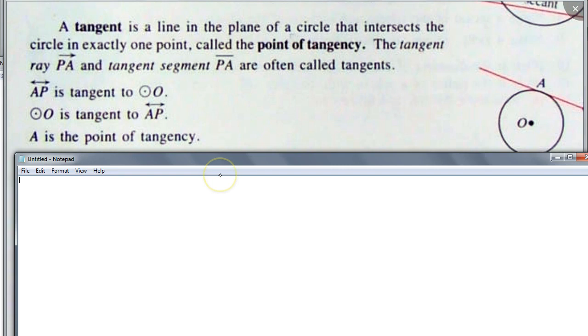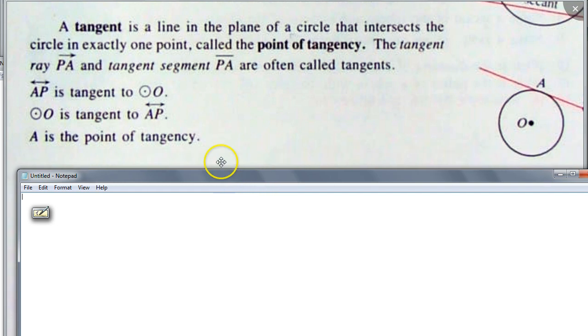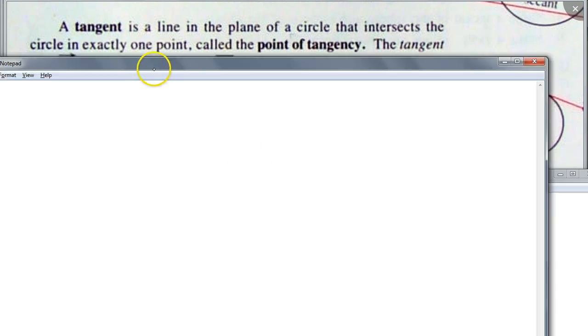And notice what it says here. Tangent rays and tangent segments are often called tangents. Sometimes they just call them tangents as well. That makes sense, because if you were to extend them, you get a tangent. All right. Then next, we're going to talk about sphere.